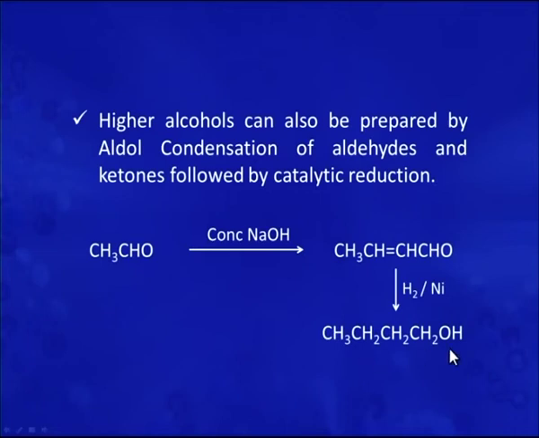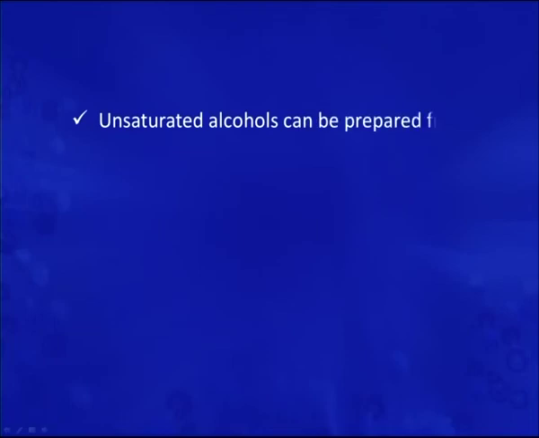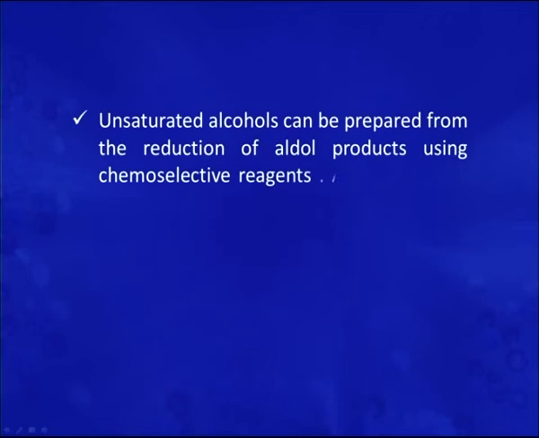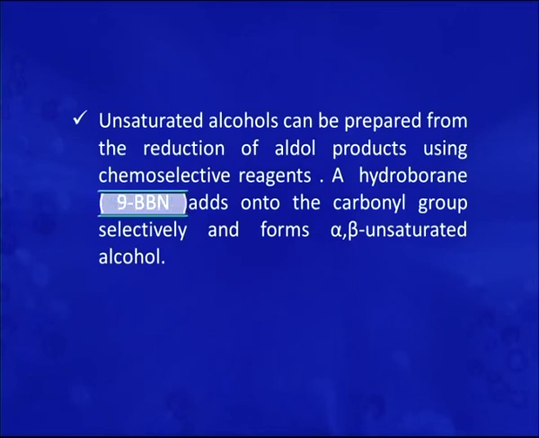If we want to prepare an unsaturated alcohol, we can use lithium aluminum hydride, the method which we have already discussed, and apart from that there is one more reagent which can be selectively used. We call these reagents chemoselective reagents, and this reagent can selectively reduce the carbonyl group but not the carbon-carbon double bond. This reagent is called 9-BBN. It is a hydroborane derivative, 9-BBN.